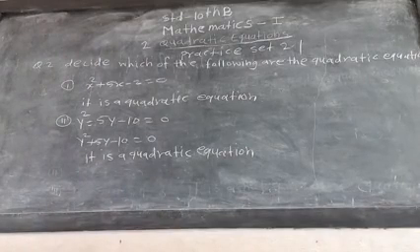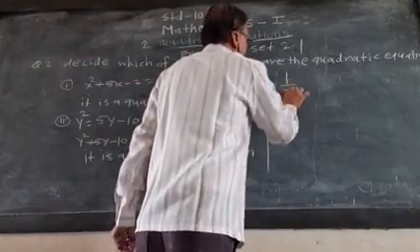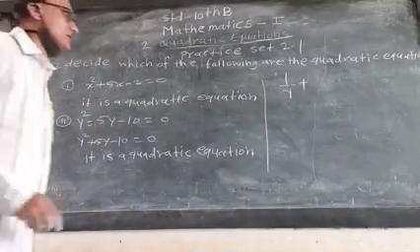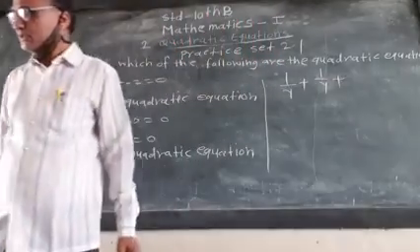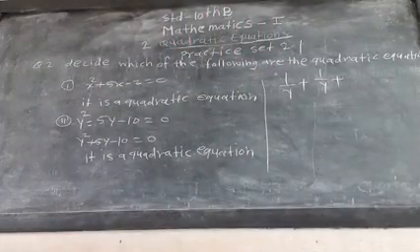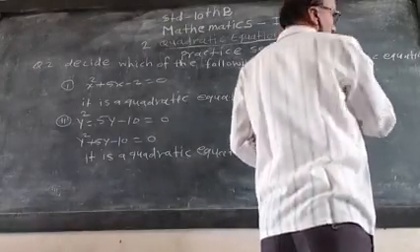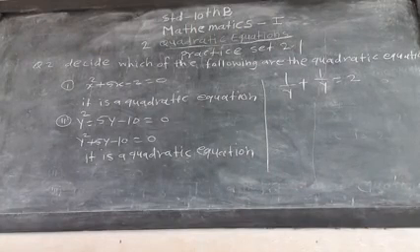Now we see the next example: 1 upon y plus 1 by y equal to 2. First we solve this equation.